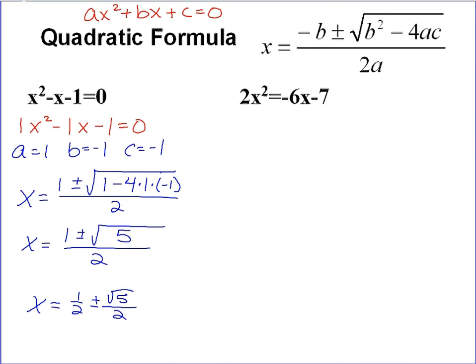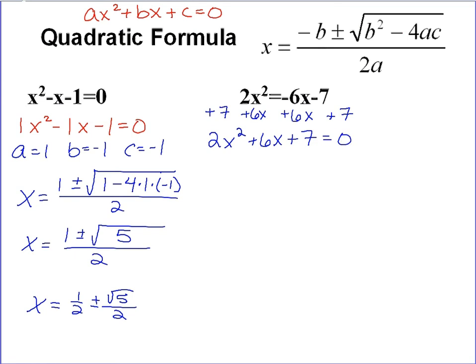Okay, in the second problem, 2x squared equals -6x minus 7. That's actually not written in the correct form to be able to solve using the quadratic formula. So in order to do it, we need to move everything over to the left side. I'm going to have to add this 6x to both sides, and I'm also going to have to add this 7 to both sides, and I should end up with 2x squared plus 6x plus 7 equals 0.